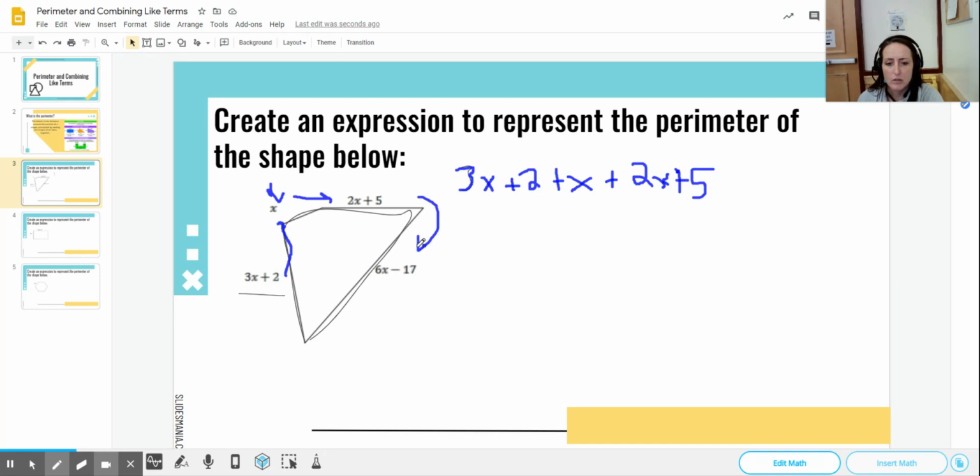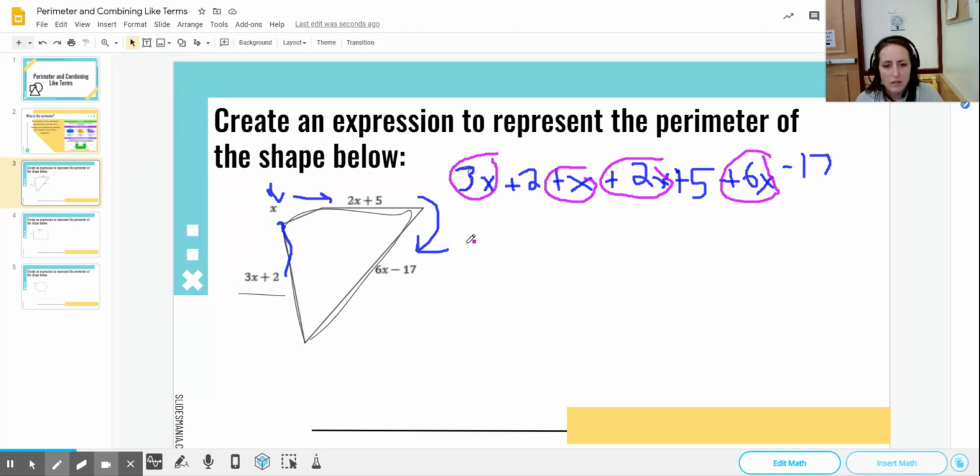And continue onwards to 6x minus 17. Once I've made it all around my shape, I can then start combining like terms. So let me change my color here, and I'll start out with my x terms. I've got 3x plus x plus 2x plus 6x. And I make the t-chart.